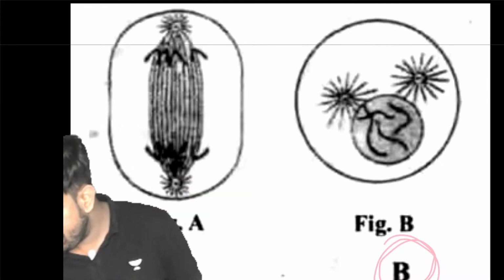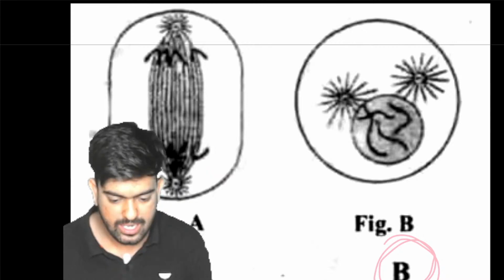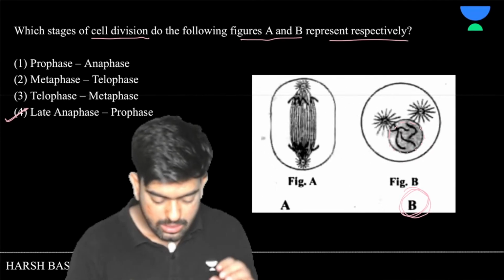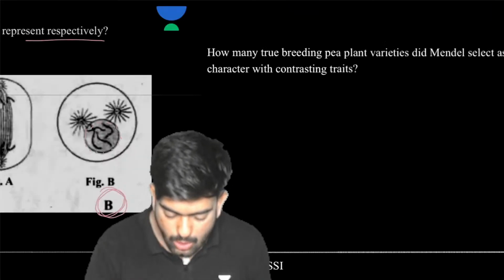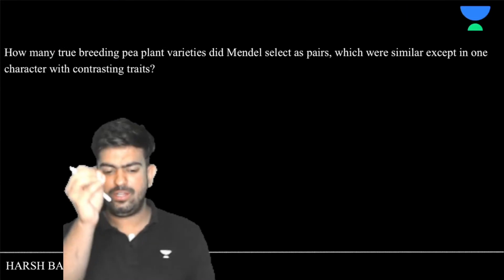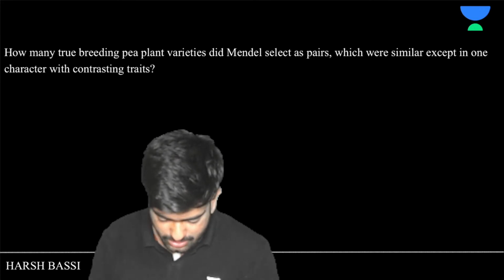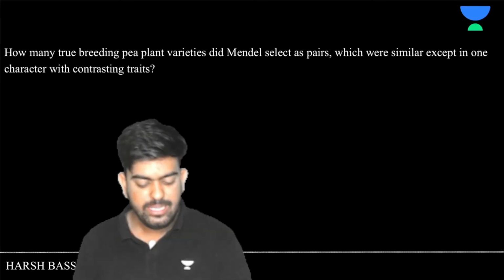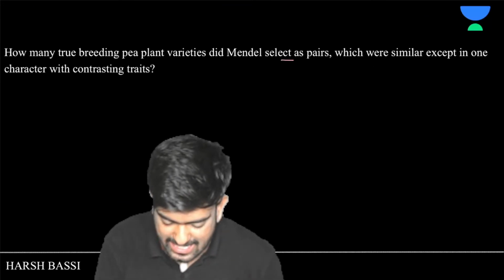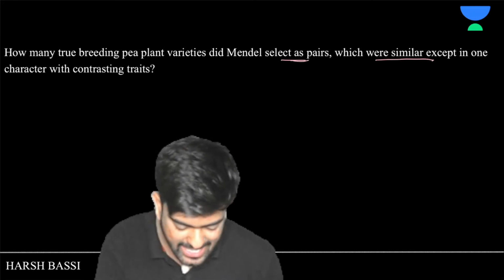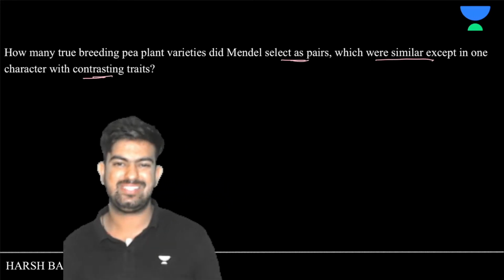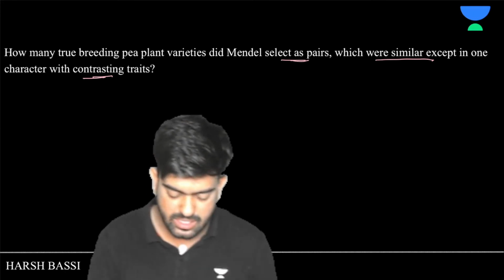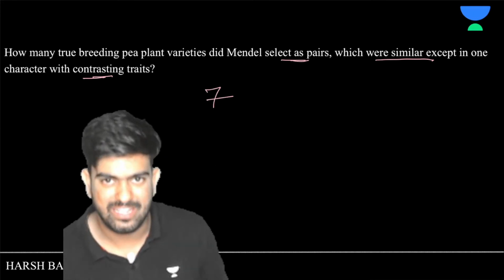Now, let's move on with the next question. Should we do one question from Mendel as well? I have one question from Mendel here. How many true breeding pea plant varieties did Mendel select as pairs which were similar except in one character with contrasting traits? It's a very easy question, sir, and the answer is 7. Right? Great.